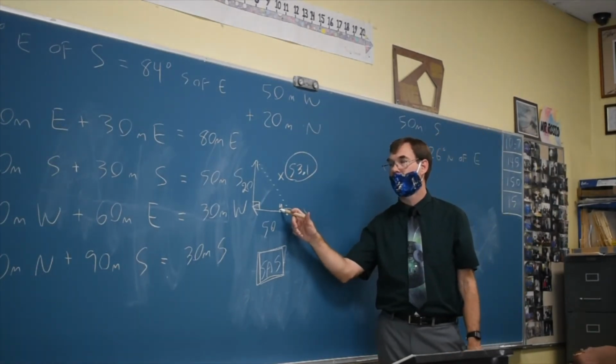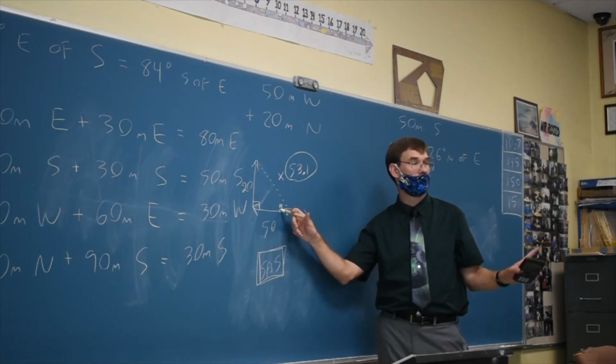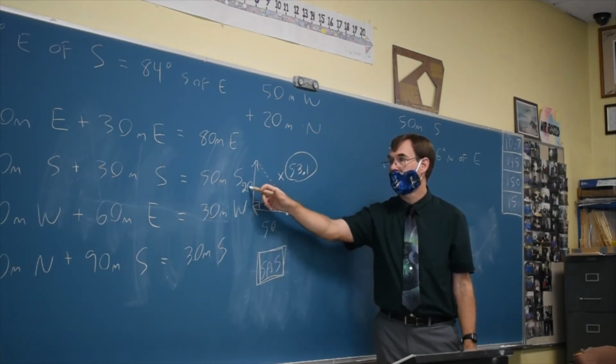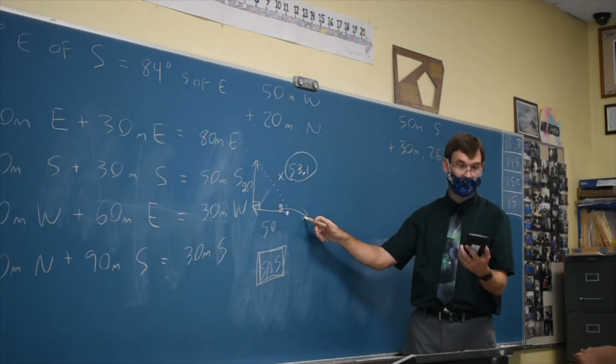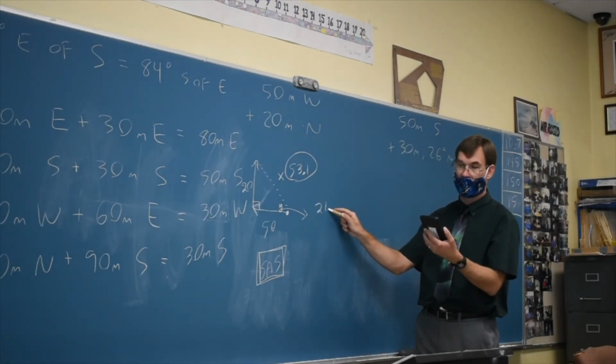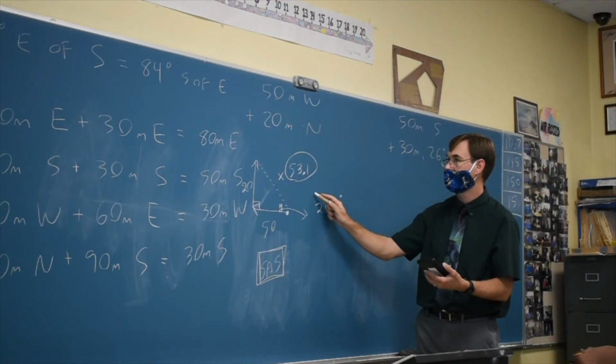How do I know which angle I want? The smaller one, because it's across from the 20. So if I grab the smaller angle, that's 21.8 degrees.